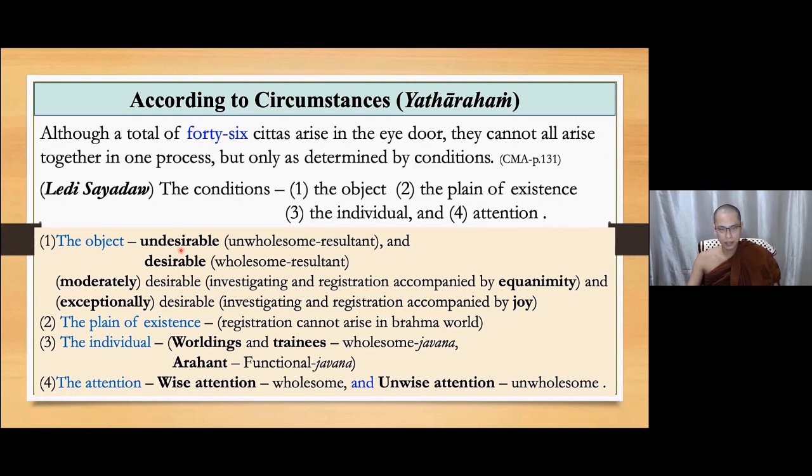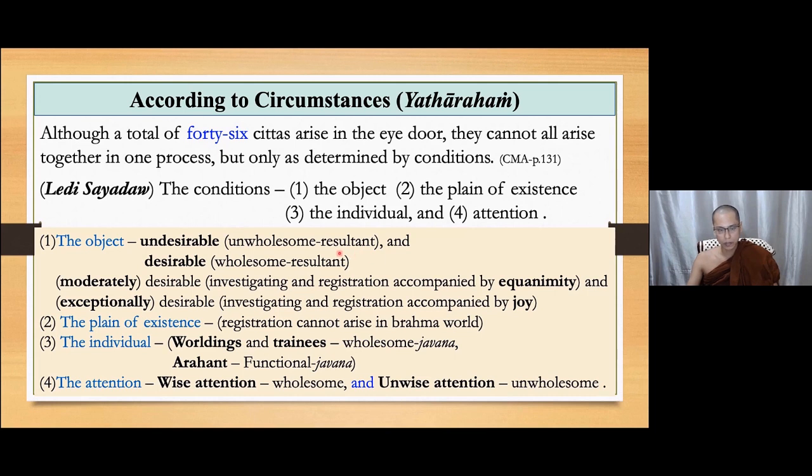So there are 3 investigating. Among the 3 investigating, the unwholesome resultant, only one, that is investigating consciousness accompanied by equanimity. Then for the registration, registration 11, that must be unwholesome.